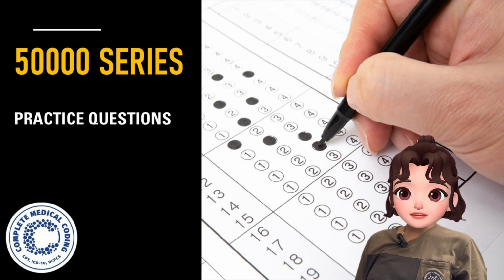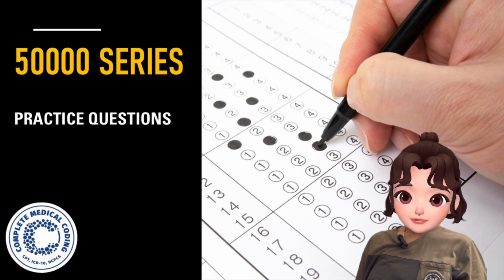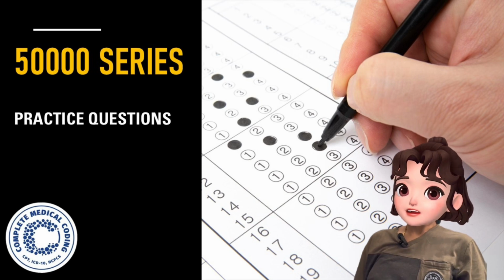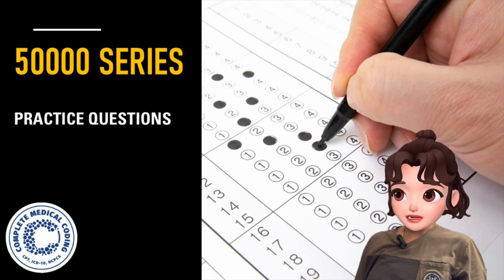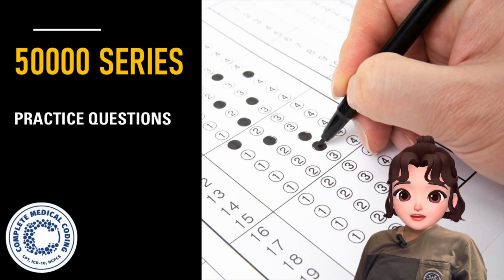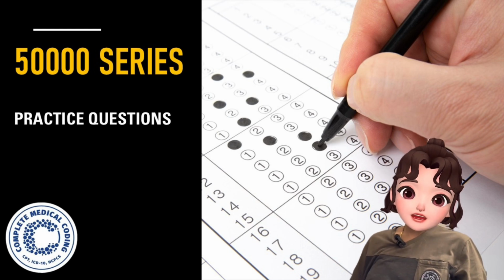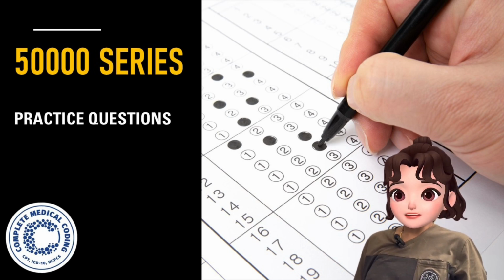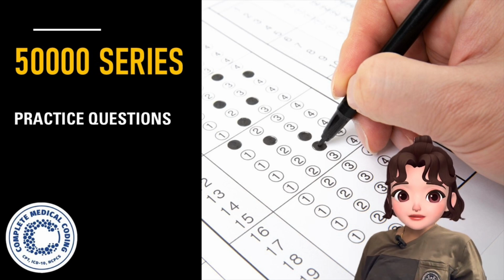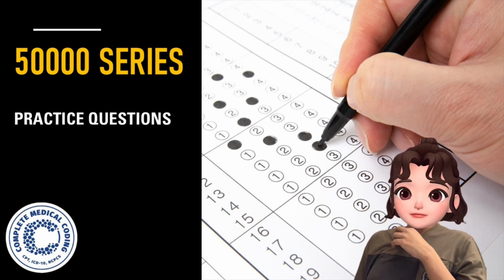Today I'm here with some practice questions from the 50,000 series. As you already know, the 50,000 series consists of the urinary system, male and female genital system. These are the topics covered under the 50,000 series. So today let's discuss a few guidelines and some practice questions.